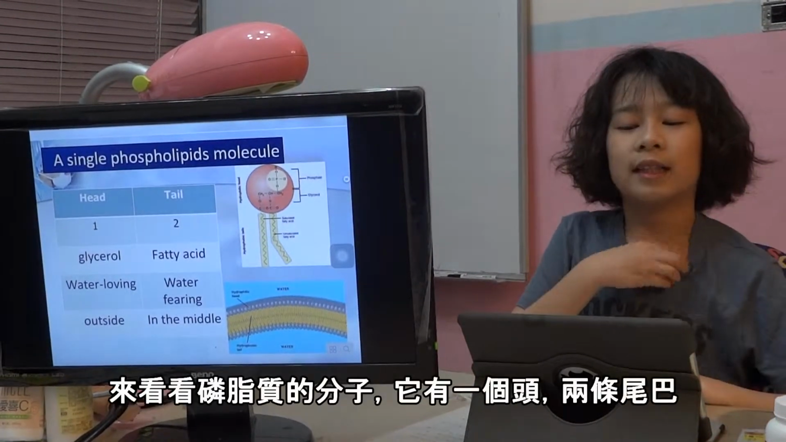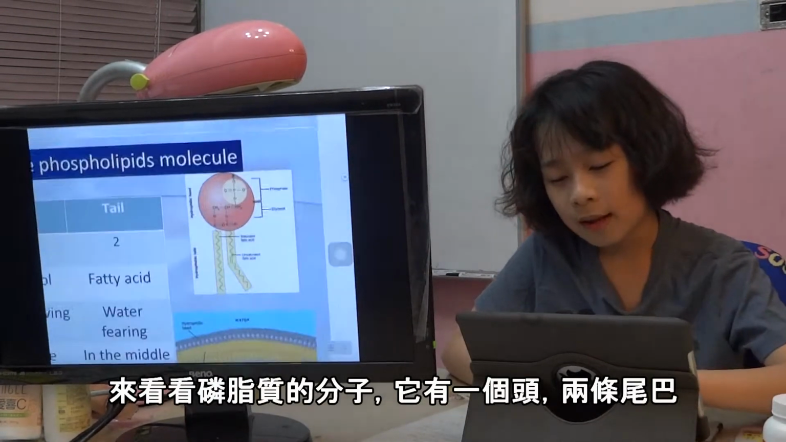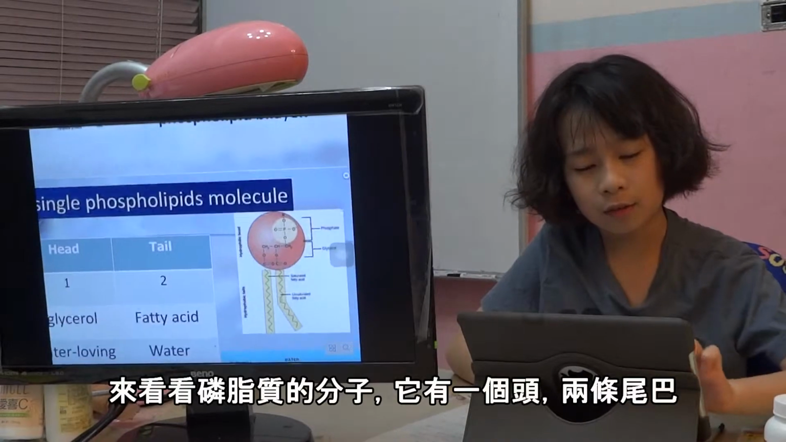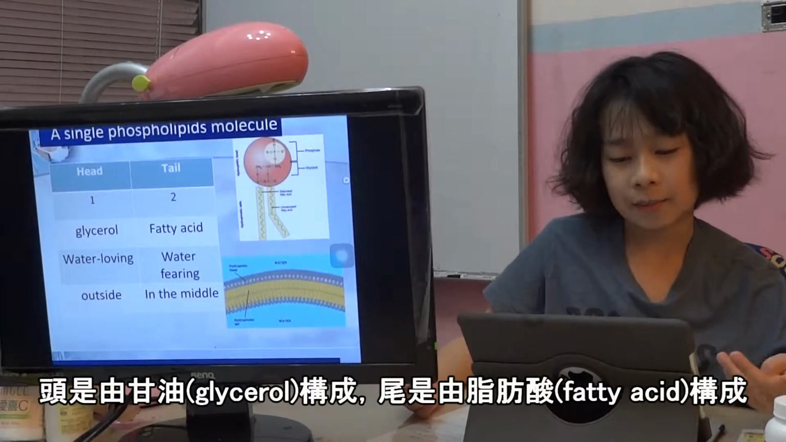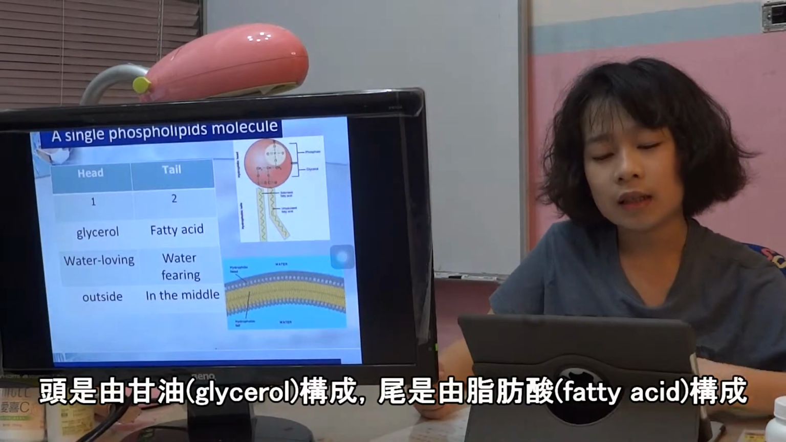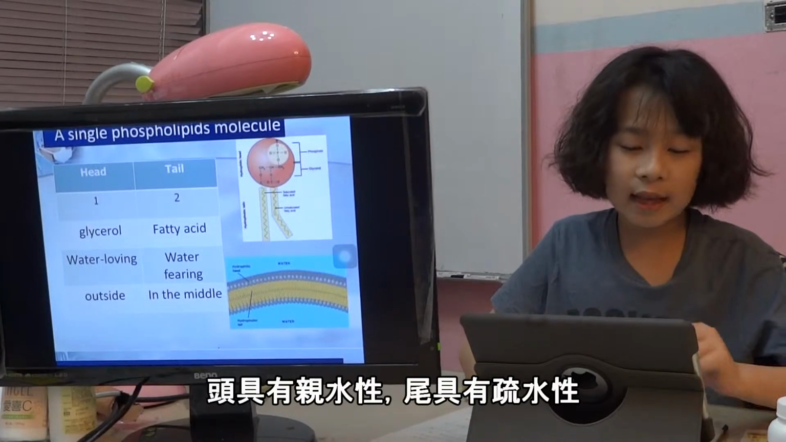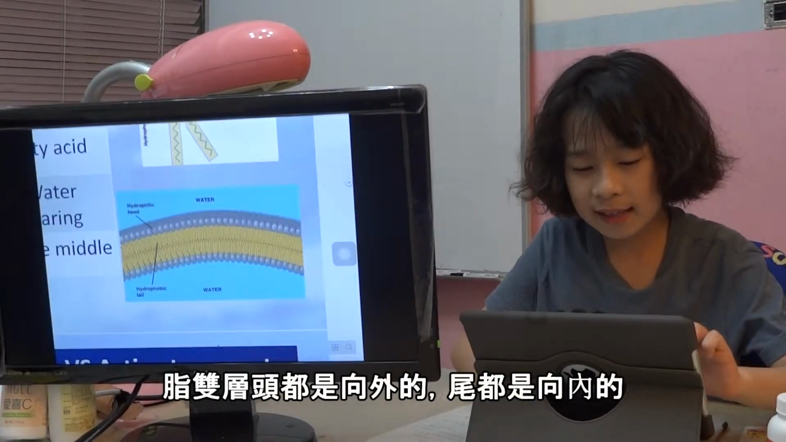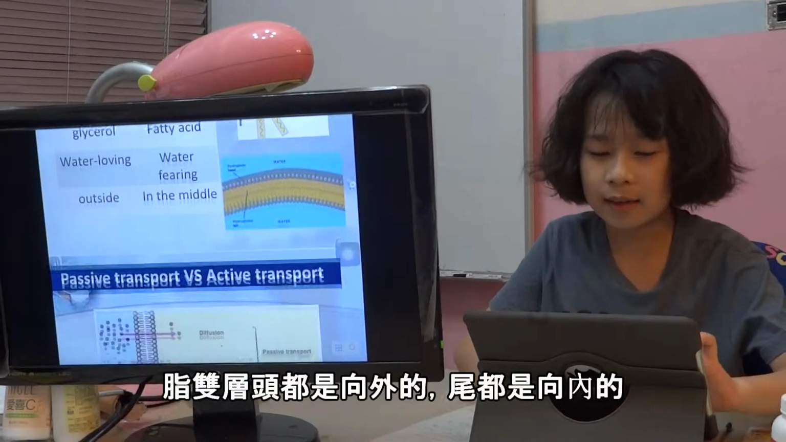Now see, this is a single phospholipid molecule. This one has one head and two tails. The head is made of glycerol, and the tail is made of fatty acid. The head is water-loving, the tail is water-fearing. Now we can see this picture. The head is on the outside, and the tail is in the middle.